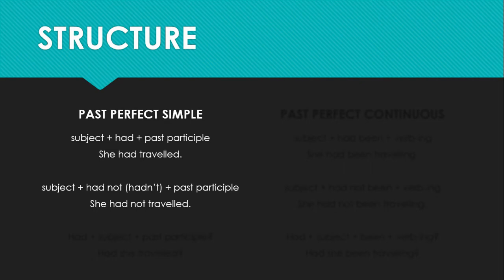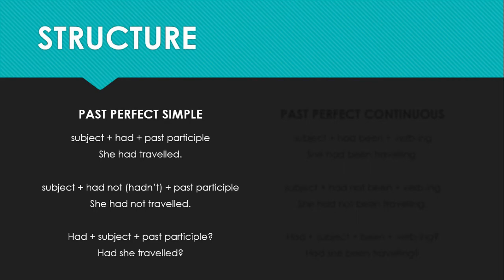For questions, we bring the had in front, followed by the subject and the past participle. Don't forget to add a question mark at the end. For example, had she traveled?